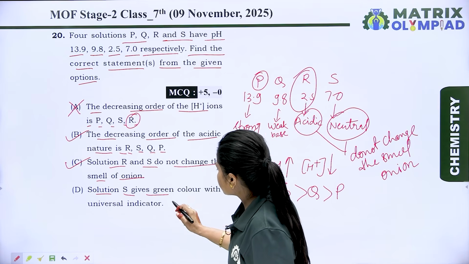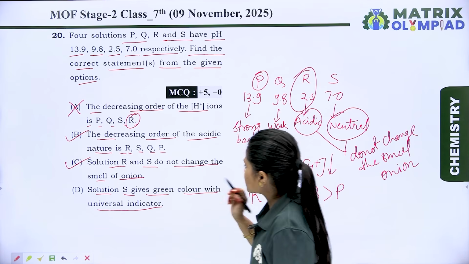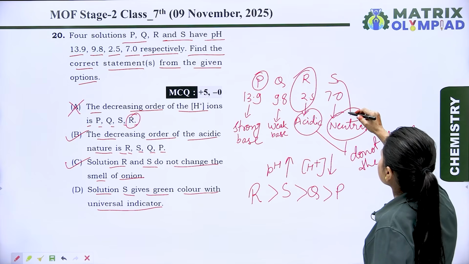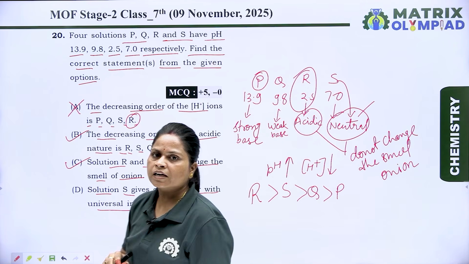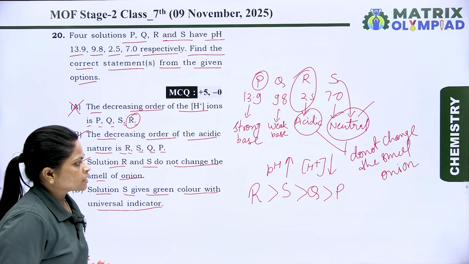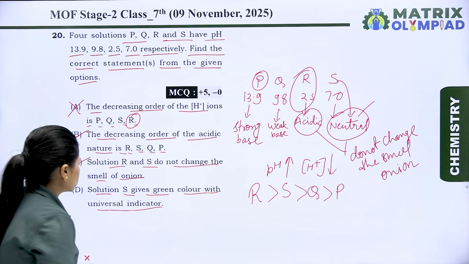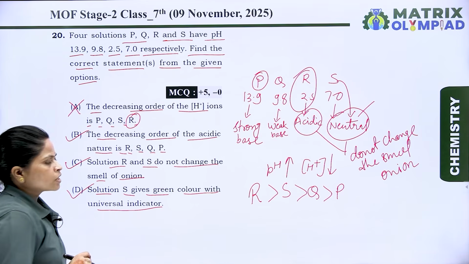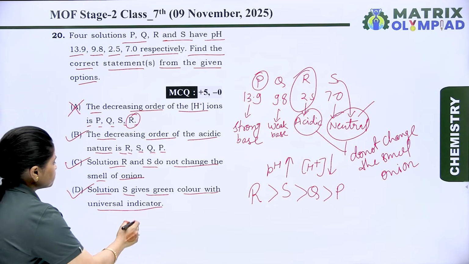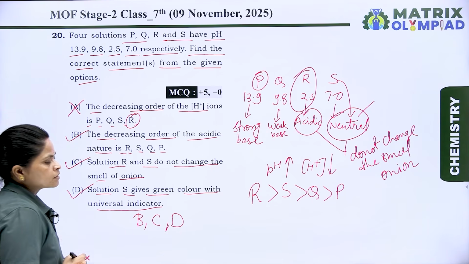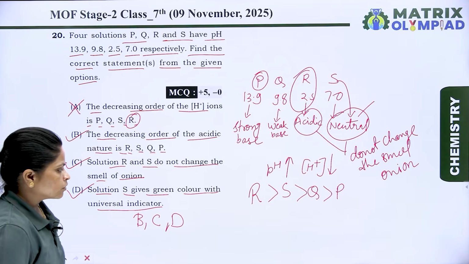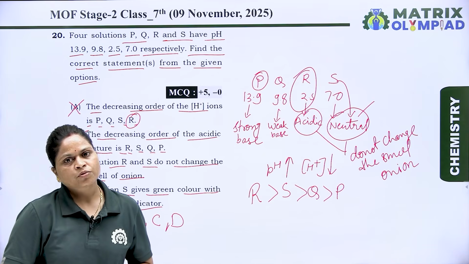Solution S gives green color with universal indicator, and S is neutral, and neutral substances give green color with universal indicator. So option D is also correct. So B, C and D are the correct options. Now this is the complete part 2 chemistry.